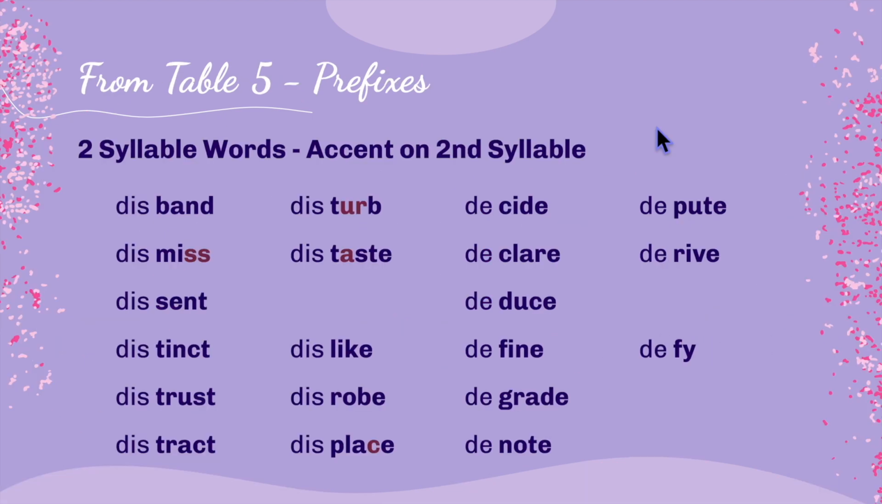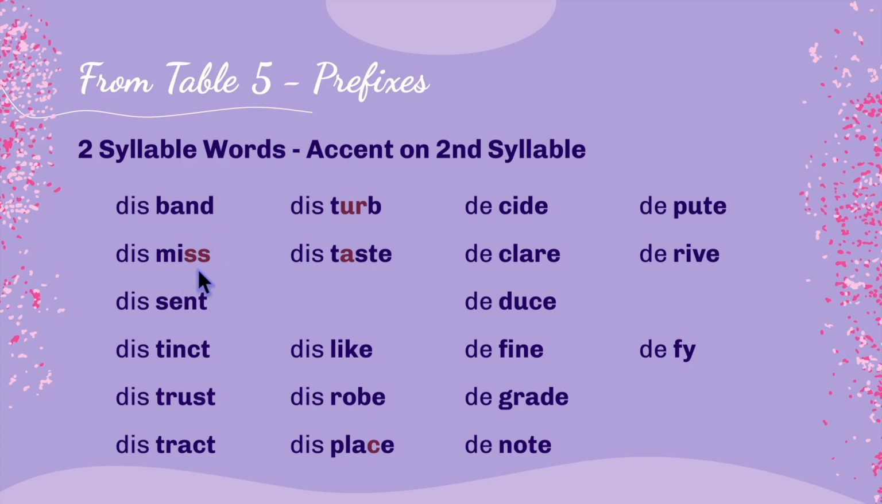Let's read some words from Webster's Speller Table 5. In all of these words, we have prefixes, and prefixes and suffixes are rarely accented in English words. So all of these words are two syllables, and the accent will be on the second syllable. So that means we are going to say it a little louder and more clearly. So it's not disband, it's disband.